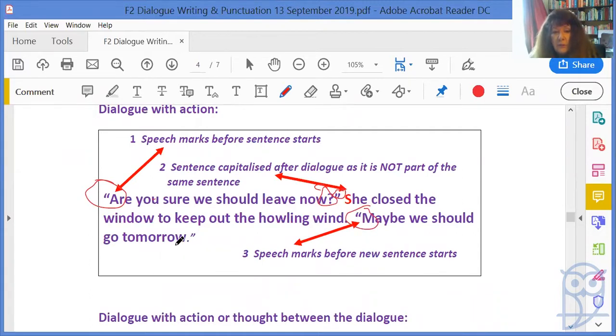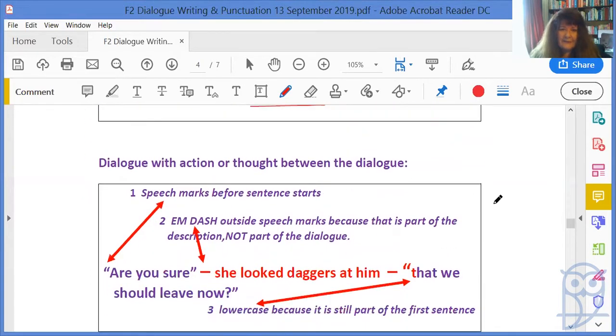"Maybe we should go tomorrow." Punctuation inside those inverted commas. So speech marks again before the new sentence, and of course closing it. So the bit of action is between 2 sentences by the same person. So, "Are you sure we should leave now?" She closed the window to keep out the howling wind. "Maybe we should go tomorrow." Now some people just would have loved to write that as one big long sentence. They don't even believe in sentences, some people. So let's hope you're not like that.